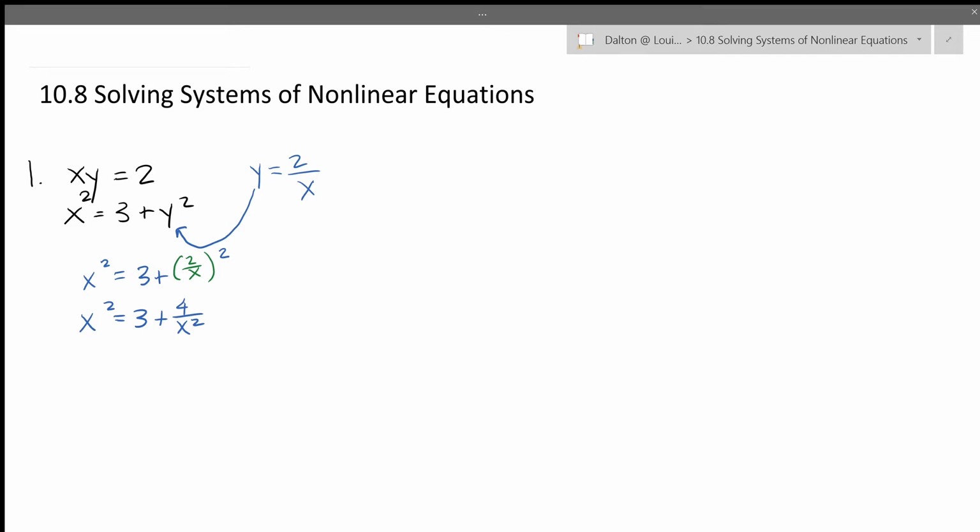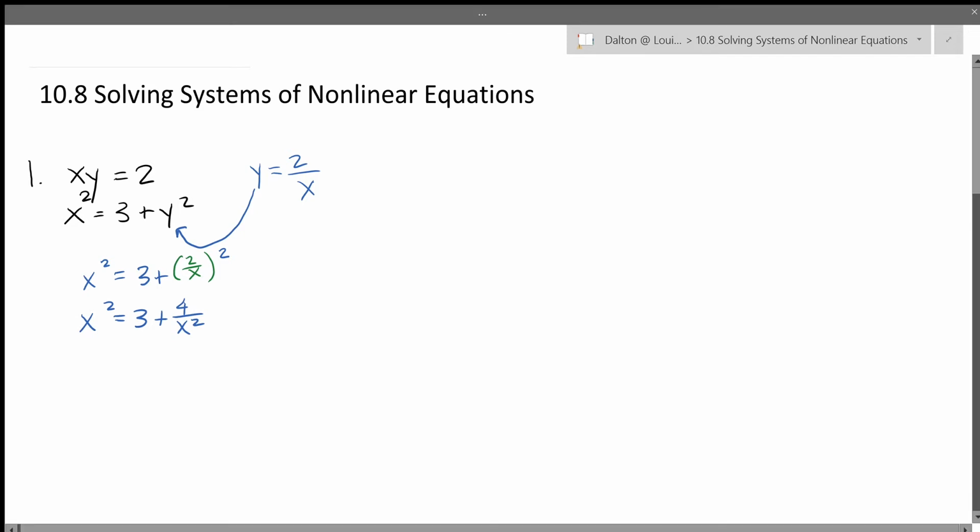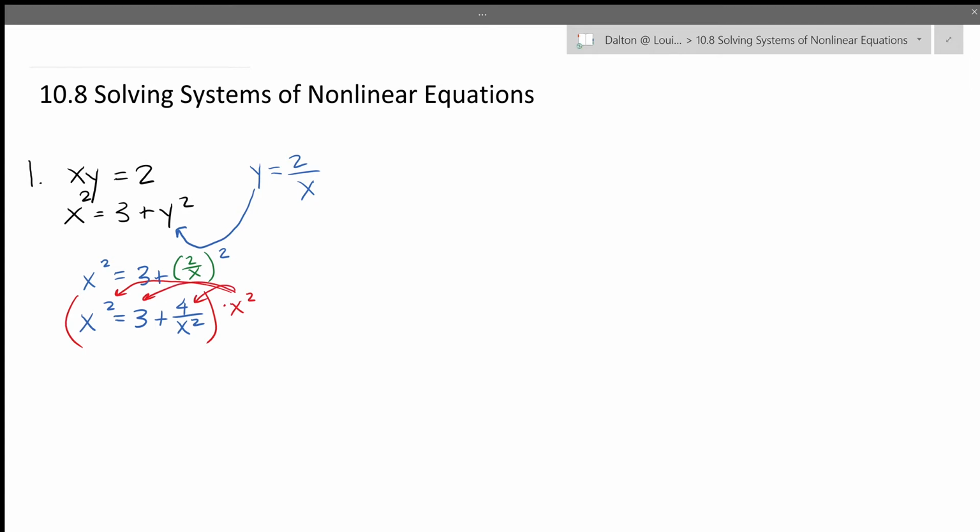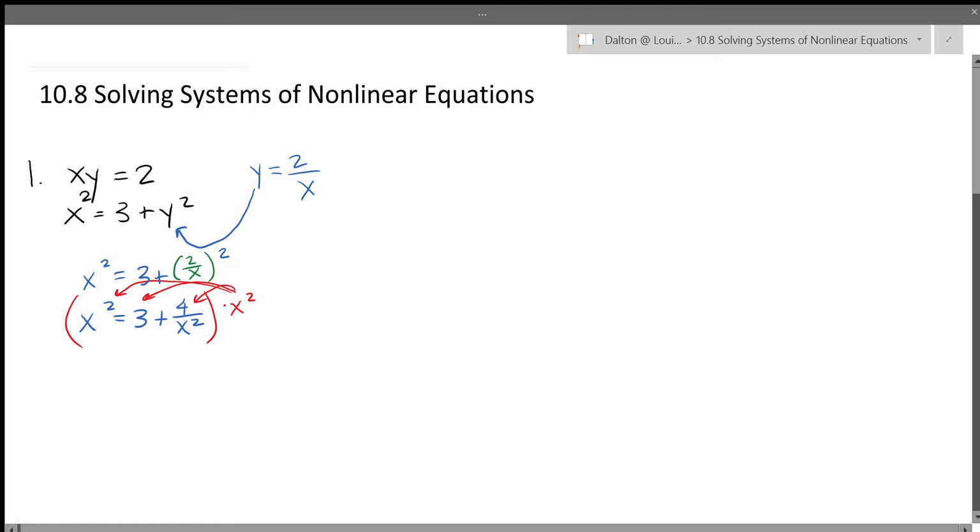So if you ever have this scenario, let's get rid of our fractions. In order to get rid of the fractions, I want to multiply by whatever my denominator is so that it cancels. So we're going to distribute this x squared to all three of our terms. x squared times x squared is x to the fourth, equals 3x squared plus, when you multiply the last term, it cancels out the denominator x squared and just leaves us with 4.